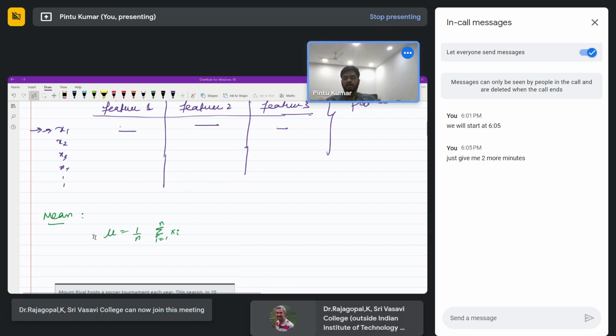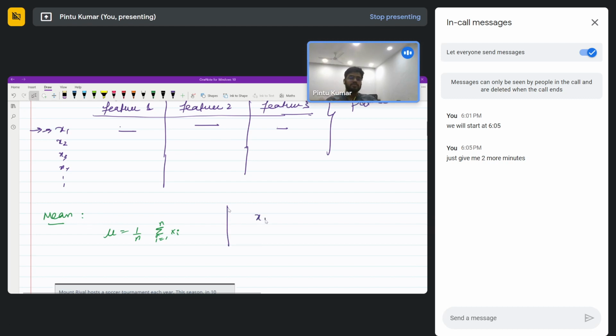Now, what is mean? Let's say you have some data points that you observed. Let's say it is x1, x2, and xn. You have n data points. Then what is the mean? Mean is nothing but the average of those data points. It is given by summation of xi divided by the number of data points. So this is how we define mean.